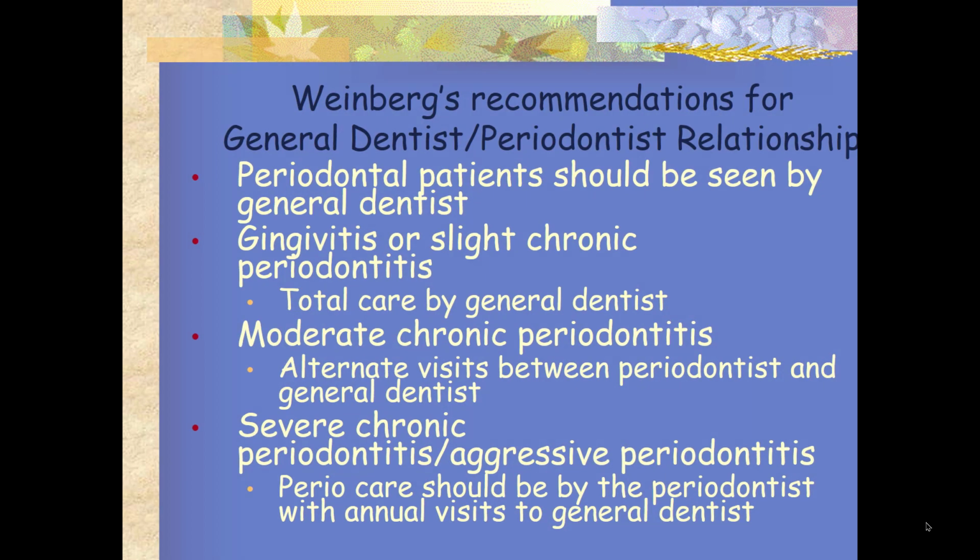Some recommendations for the relationship by Weinberg, which is your textbook. Periodontal patients should be seen by the general dentist. If the patient has gingivitis or slight chronic periodontitis, they might be fine with the general dentist. Moderate perio, probably alternate. In severe or aggressive perio, more visits with the periodontist and once a year with the general dentist. So those are just a couple of suggestions from one author.